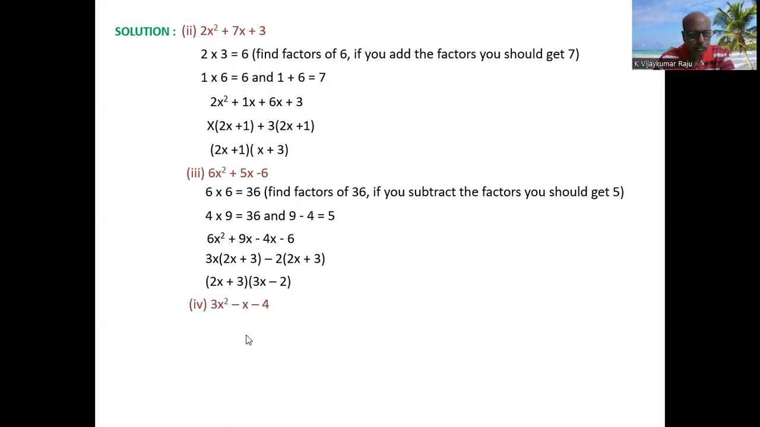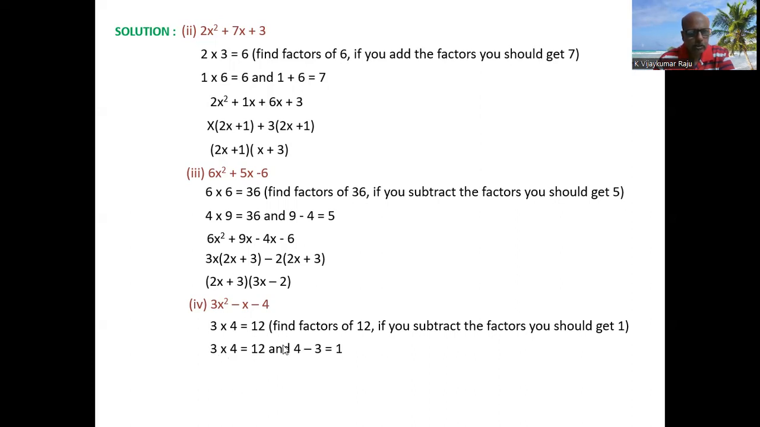Next. Here, 3 into 4 is 12. Factors of 12, if you subtract, you should get 1. 4 and 3 are factors: 3 into 4 is 12 and 4 minus 3 is 1. So these should be the factors which we need to break. But I want minus 1, so I write minus 4 plus 3. It will be 3x square minus 4x plus 3x minus 4. Common, only x is common in the first two terms, and in the last two terms nothing is common, so 1. So your answer will be 3x minus 4 and x plus 1.